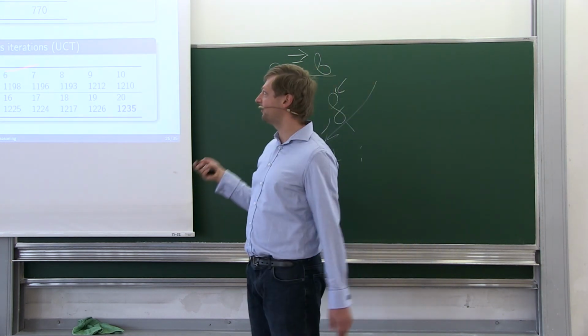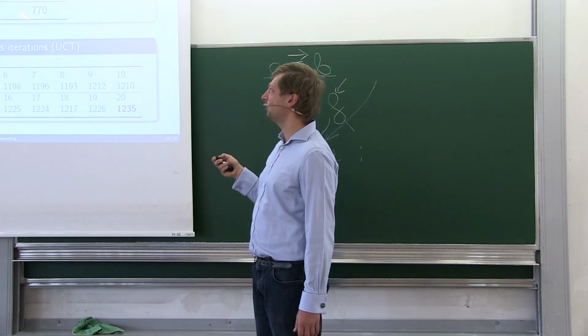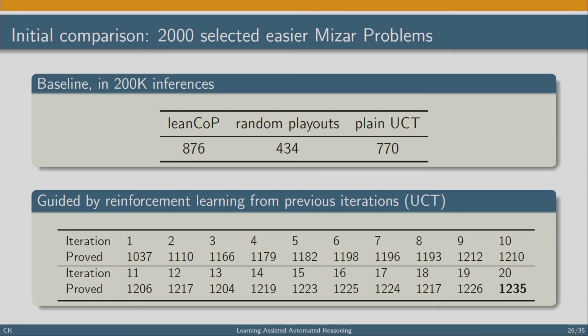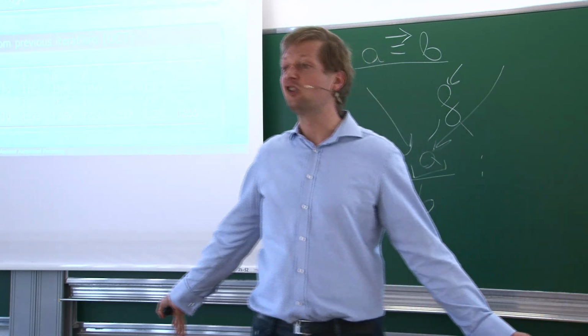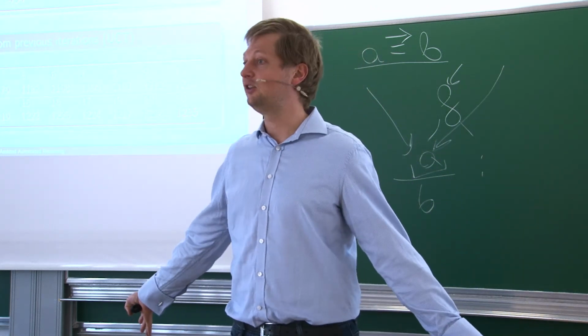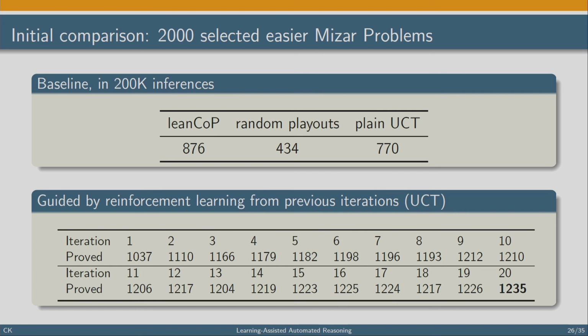And if we add reinforcement learning from the previous iteration, if we learn from this round, then we're getting 1,000 theorems proved, and in subsequent rounds it increases to 1,200. This is very nice that we can throw away the human heuristics, but I remind you, this is an initial comparison. The training set is the same as the test set, so this is one big cheat. So let's try to fix the cheat.